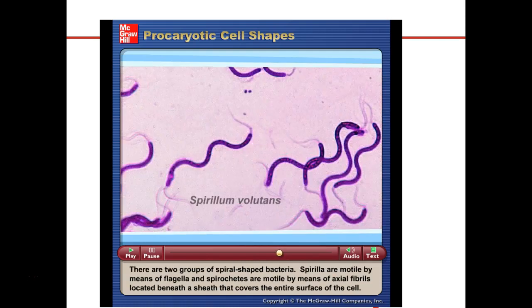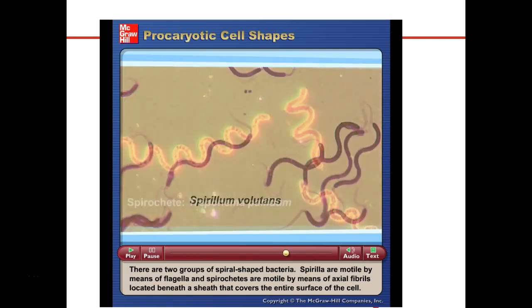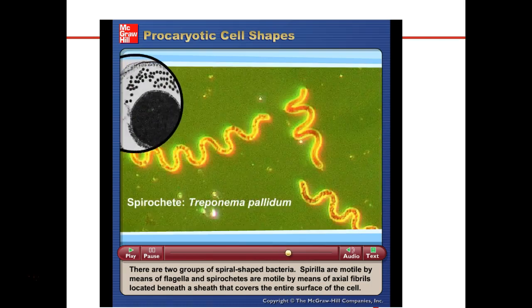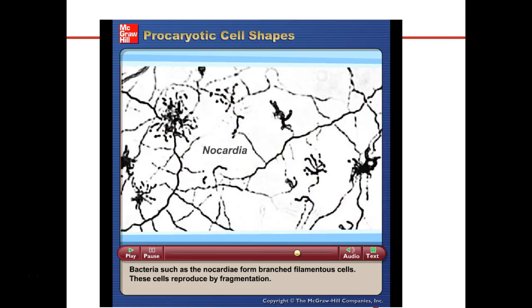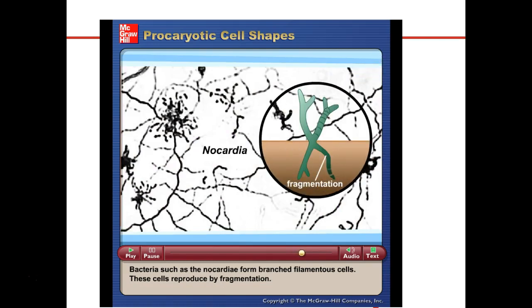There are two groups of spiral-shaped bacteria. Spirilla are motile by means of flagella, and spirochetes are motile by means of axial fibrils located beneath a sheath that covers the entire surface of the cell. Bacteria such as the nocardiae form branched filamentous cells. These cells reproduce by fragmentation.